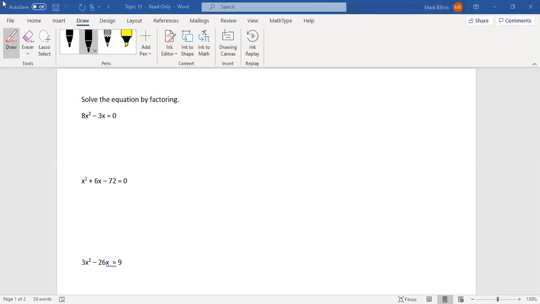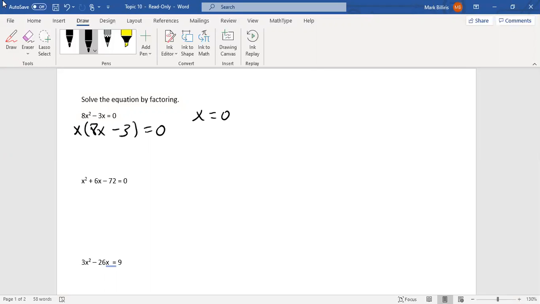So in this first example, 8x squared minus 3x equals 0, we can remove the greatest common factor, which is x. When we remove the x, we divide x out of 8x squared and minus 3x, and that would give us 8x minus 3. So we have our two factors, x and the quantity 8x minus 3. To finish solving, we set each factor to 0 and solve.